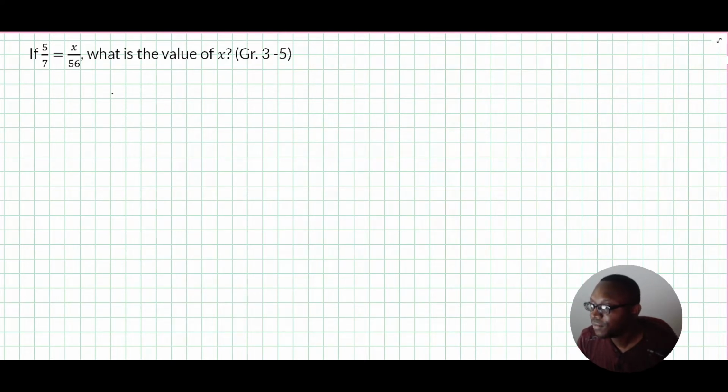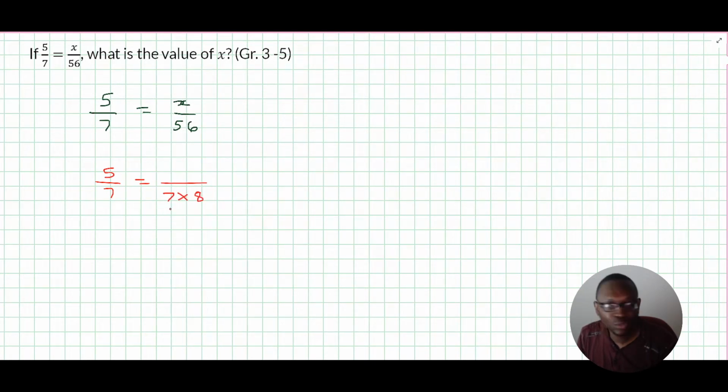So we have 5 over 7 is equal to x over 56. What we're trying to ask ourselves is, what is another way of writing 5 over 7 so that you have a denominator of 56? The simple question to ask yourself is, what number would you multiply by 7 to get to 56? If you know your multiplication table, you'll find out that 7 multiplied by 8 is going to give you 56. So we're multiplying 7 by 8 to get 56.